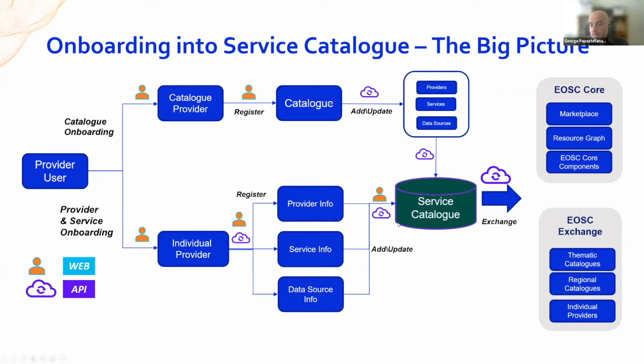Everything populates the service catalog, and this information is further propagated to the other components of the EOSC portal, the EOSC core, like the marketplace, the resource graph, which links together services and research products, and other EOSC core components. But the APIs also give a programmatic way for other catalogs from the EOSC exchange to retrieve data and interact with the service catalog. This is the big picture.